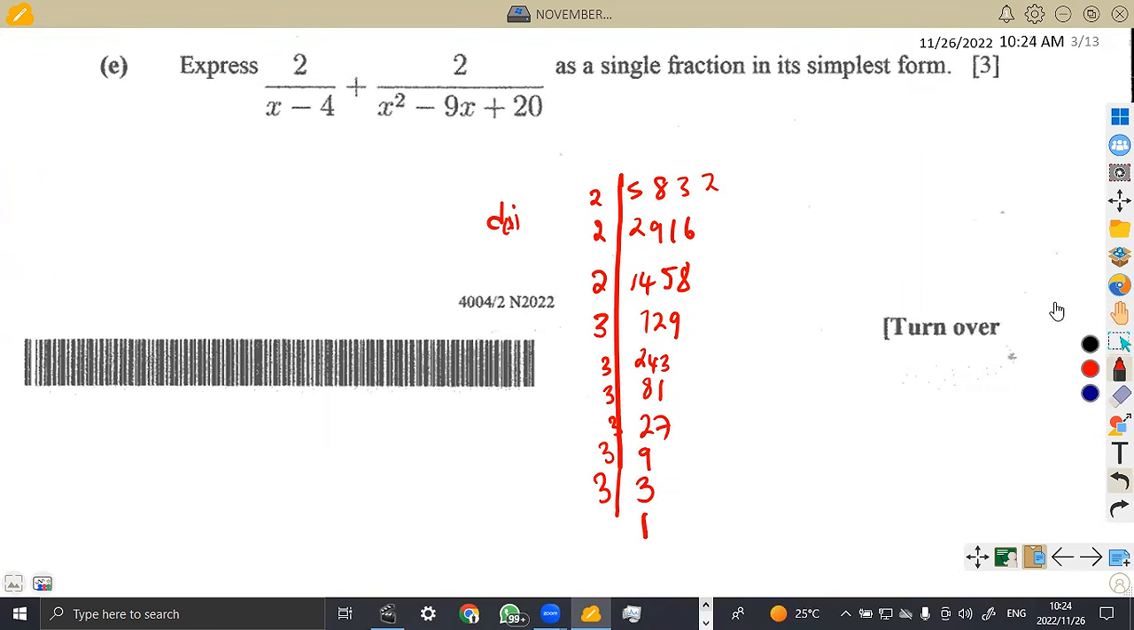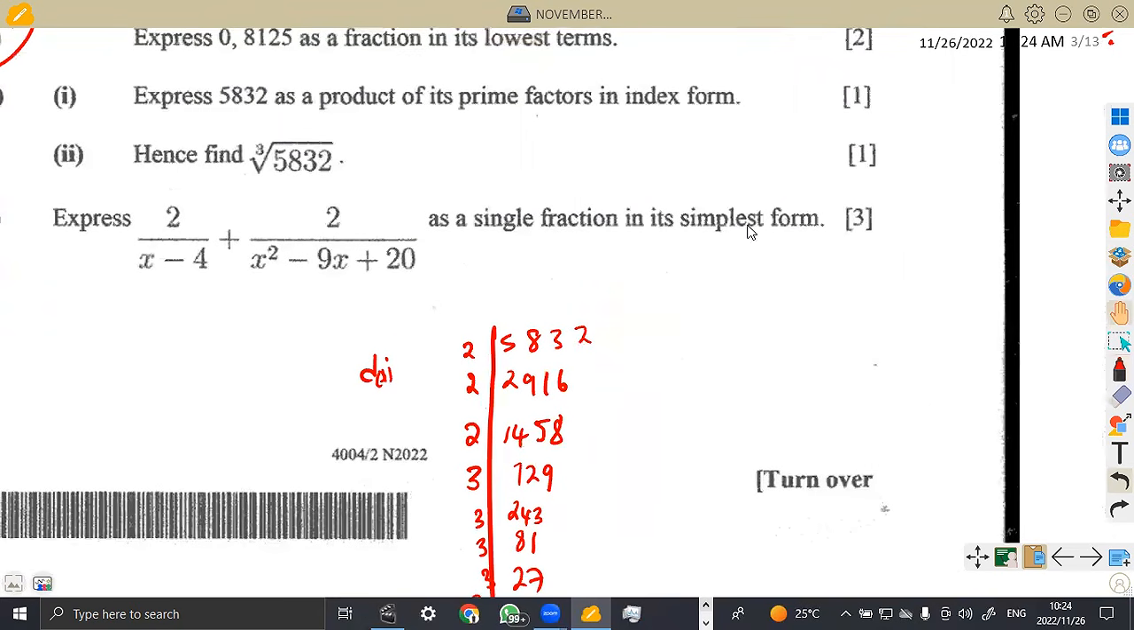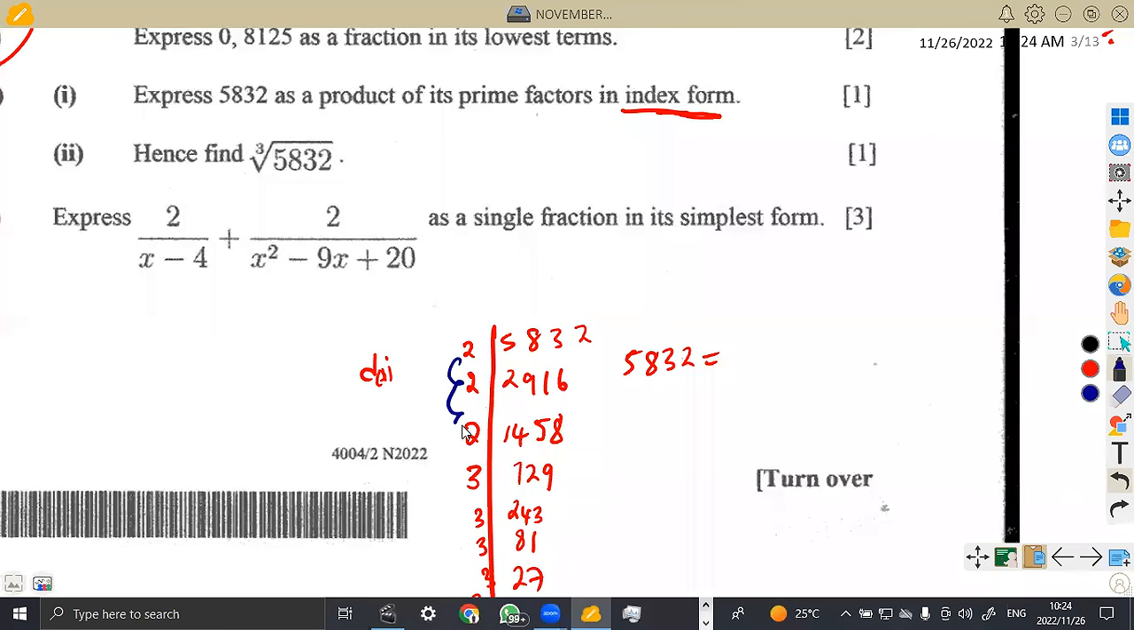So you're given to write this as a product of its prime factors in index form. Okay, so you're supposed to express this in index form. So that means we can write 5,832 as 2 to the exponent of what? How many 2's do we have? We've got 1, 2, 3. So it's 2 to the exponent of 3, times.